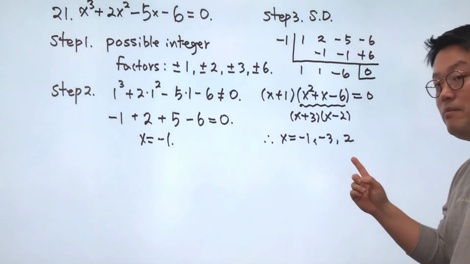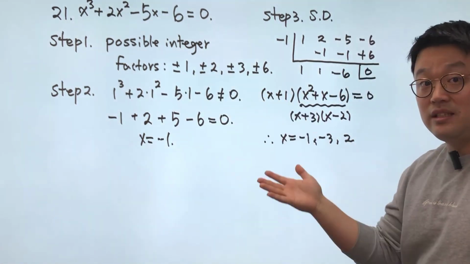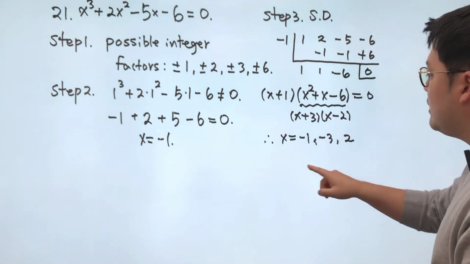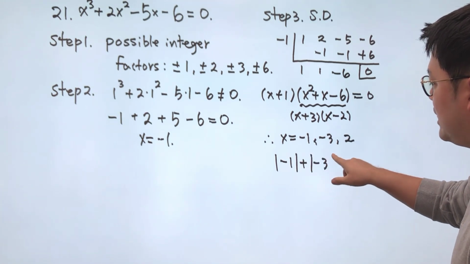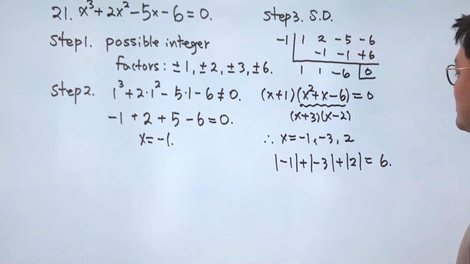Now, all of these numbers come from the possible integer factor list, according to the integer root theorem. So that being said, the absolute value of -1, the absolute value of -3, and the absolute value of 2 will just be equal to what? 6, and that shall be it.